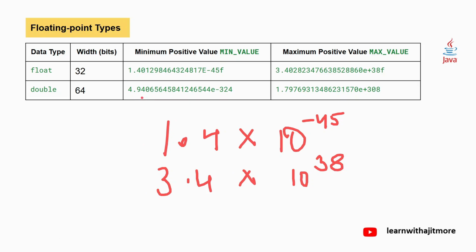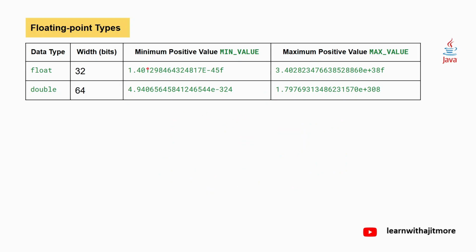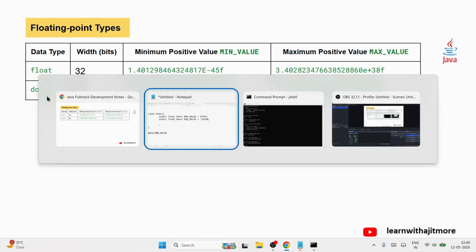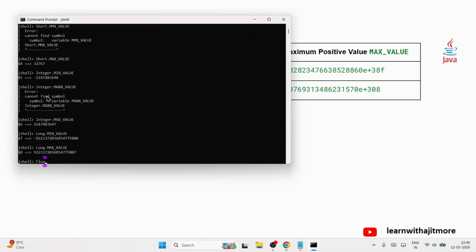Same way for double, it is 4.9 into 10 to the power minus 324 to 1.7 into 10 to the power plus 308. See how huge the exponent is. So such large and such small values you can represent. Again, here they are plus or minus. And if you want to print and see this minimum and maximum, they have these two constants in the corresponding wrapper classes, the Float wrapper class and the Double wrapper class. I'll quickly show you. See here. Float dot MIN_VALUE.